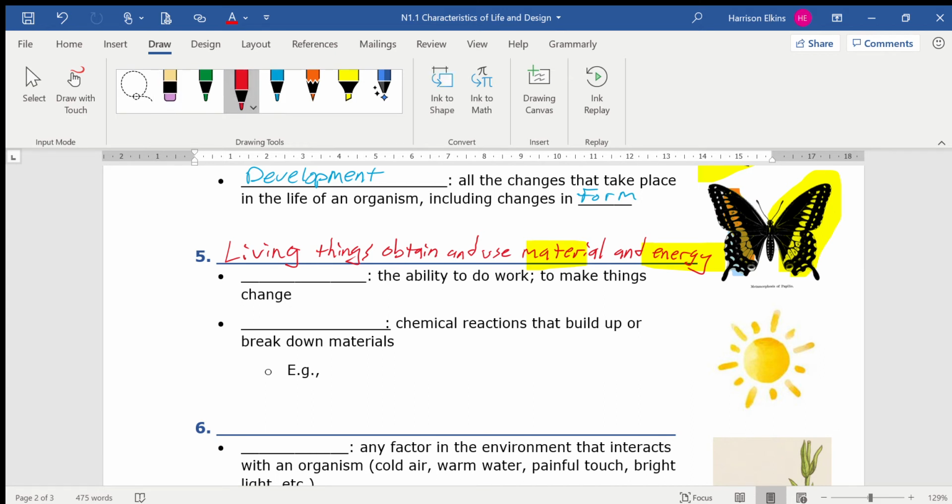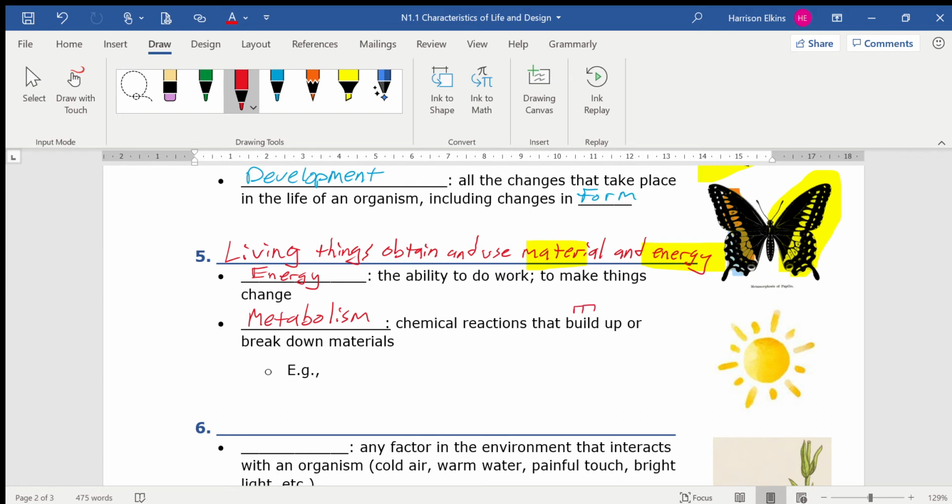So you need to eat food. You're obtaining material. You need to use that energy from that food in order to do things. Energy is basically the ability to do work, to make things change. You need energy to change the size of your muscles so that you can run. You need energy to break down things in your digestive system. So when we talk about material, metabolism is important because we need energy to break down or build up certain things. Metabolism basically refers to any chemical reaction that builds up things.